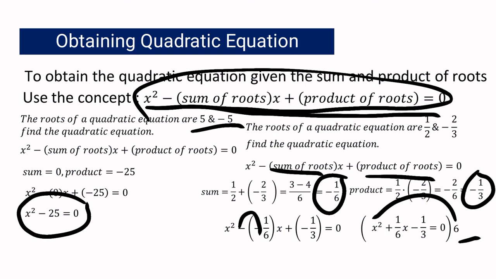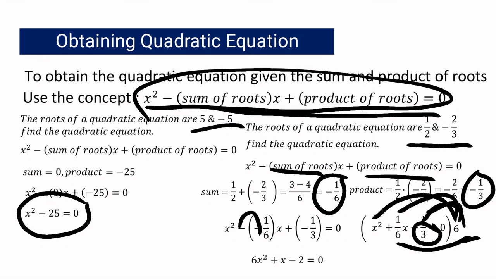If we multiply 6 to each and every term here, what will happen? You have 6 times x squared, that's 6x squared. If we multiply 1 over 6 and x, we are going to cancel out 6, so the remaining expression will be x. And if we multiply 6 times 1, that is 6, divided by 3, that is 2. So the quadratic equation whose roots are 1 over 2 and negative 2 over 3 is 6x squared plus x minus 2.